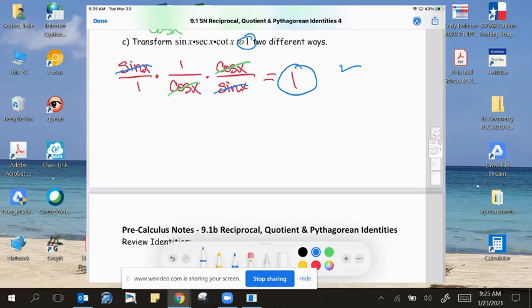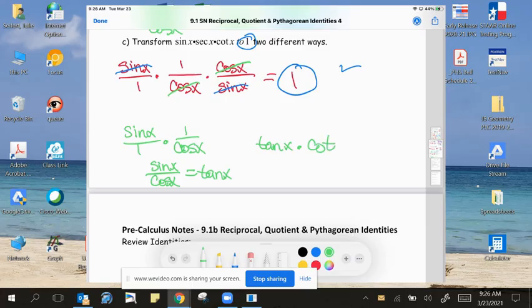Now, this asked for 2 different ways. So another way to do this would be to leave again that sine x alone. Express secant as 1 over cosine x. Then multiply those together. That will be sine x over cosine x. Well, sine x over cosine x is tangent x. So then we'd have a tangent x times the cotangent x. Those are reciprocals. That equals 1. So instead of doing this in parts, we can do this all at once. Okay?